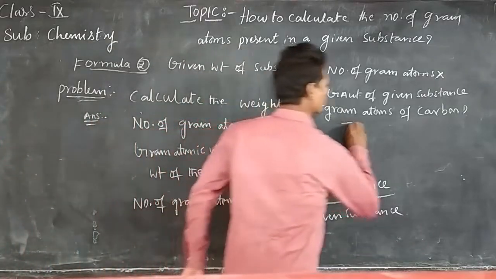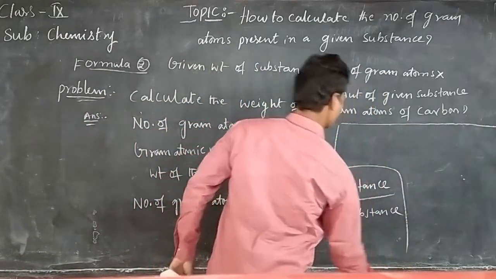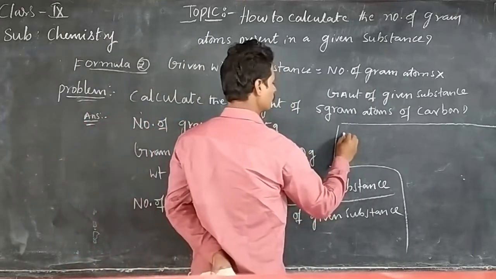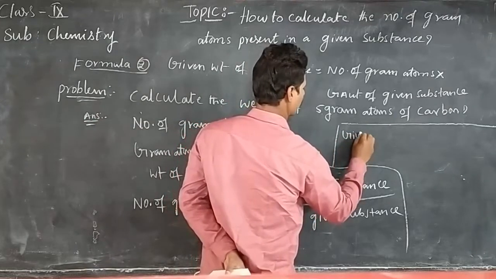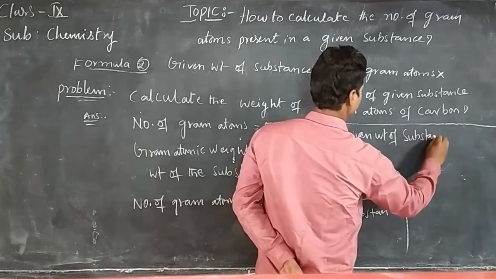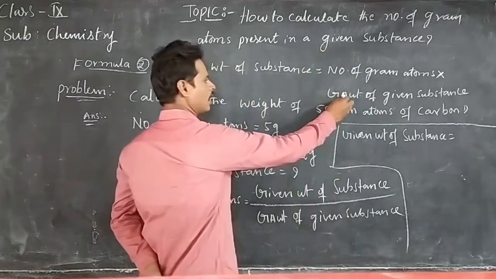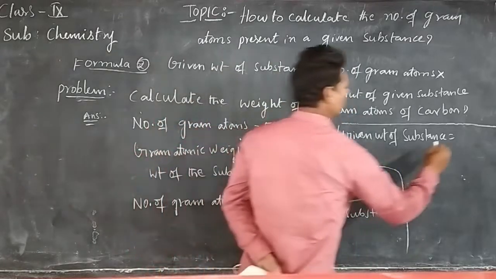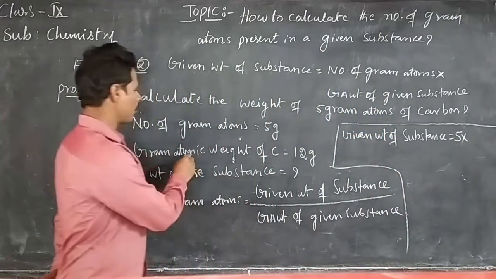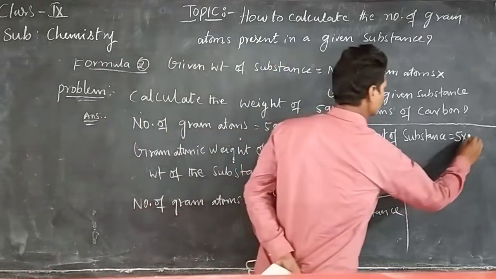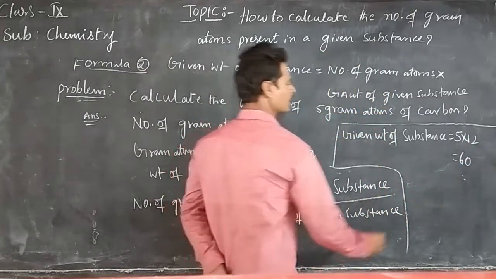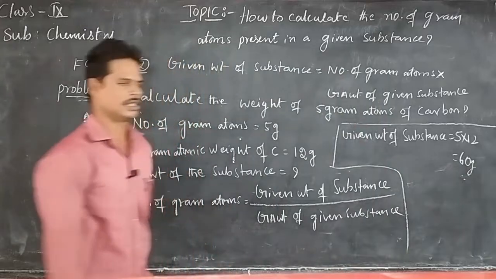Now applying the values in this formula: given weight of substance equals 5 into gram atomic weight of carbon, which is 12. So 5 into 12 is 60. So this is the given weight of substance: 60 grams.